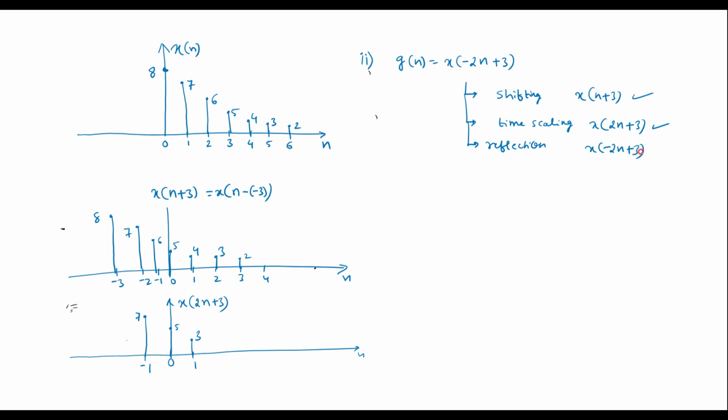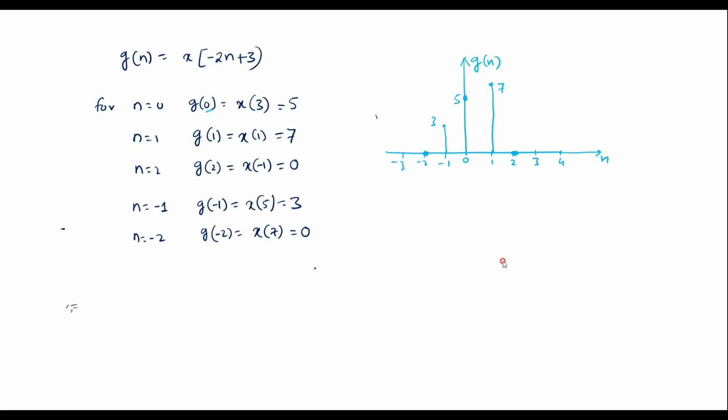Now we'll perform x of minus 2n plus 3. So x of minus 2n plus 3 is reflection of this. That is, let me draw here, x of minus 2n plus 3. Say this is 0, 1, this is minus 1. So at minus 1, this signal will appear here. That is 3. At 0 it will be same, that is 5. And at plus 1, the minus 1 signal will appear, that is 7. So this is the g of n signal. Now we can compare this with this signal, both are same.